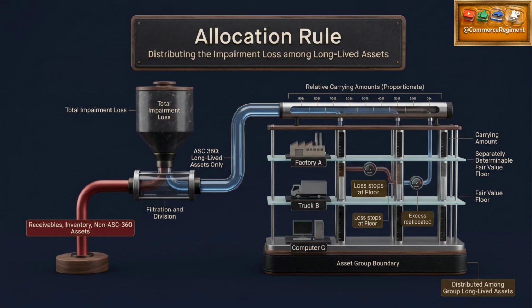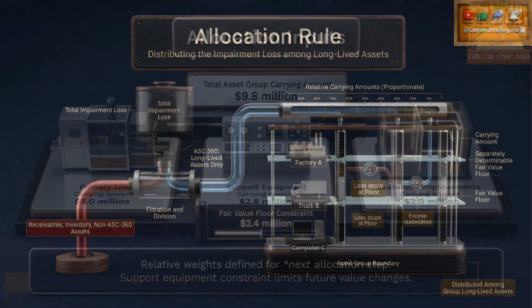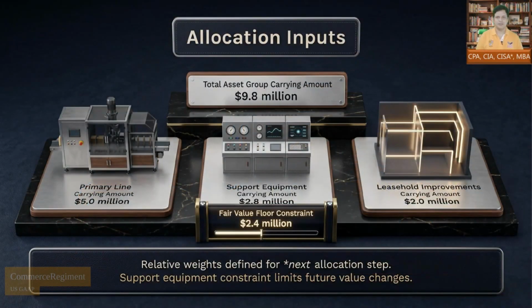The allocation must respect the asset group boundary and the fair value floor. Here are the allocation inputs. The asset group contains three long lived assets. The primary line has a carrying amount of $5.0 million. Support equipment has a carrying amount of $2.8 million and it has a separately supportable fair value floor of $2.4 million. Leasehold improvements have a carrying amount of $2.0 million.